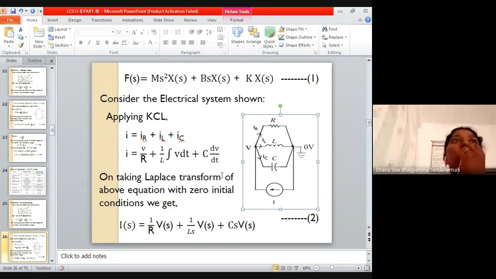So now let us take the Laplace transformation of this equation. If you take the Laplace transformation of this equation, you will get I of s equal to 1 by R into V of s, plus 1 by LS V of s, plus CS V of s. This is my differential equation which governs this electrical system when a current source is connected to the electrical system.